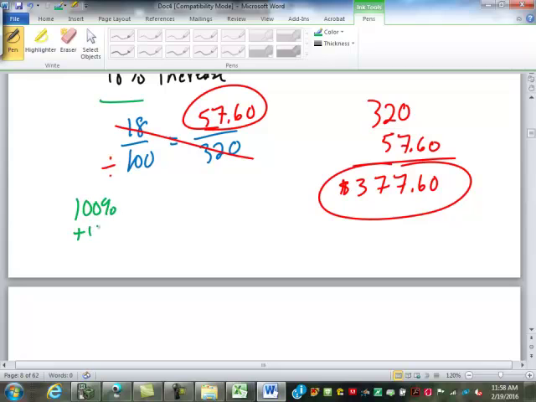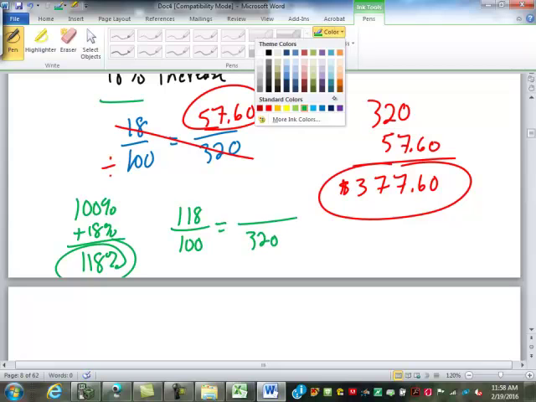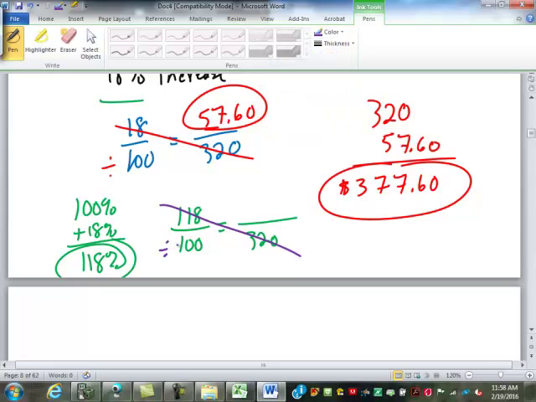The other way we could have approached that is to say, hey, after an 18% increase, we had 100%, we're adding 18%, so what we're getting is 118%. So we could have done 118 out of 100 equals how much out of 320? And there, if we cross multiplied and divided, we would have gotten $377.60 in a single operation.